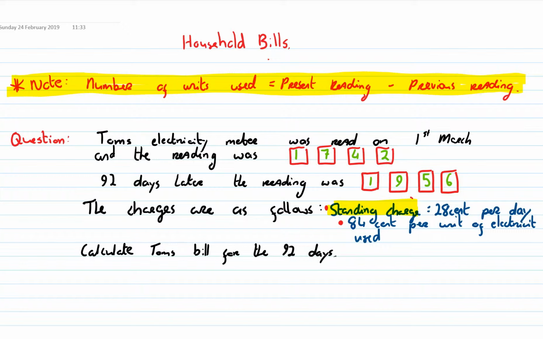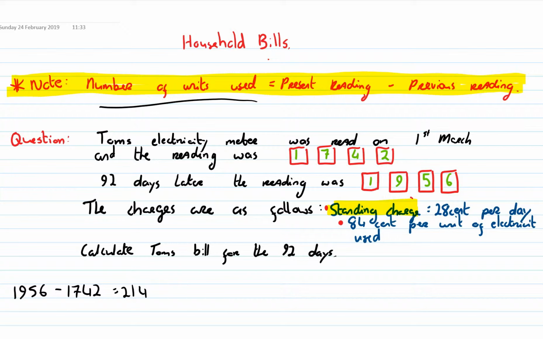Okay, well, first of all we need to know how much electricity he used. And notice here, number of units used is the present reading minus the previous reading. Well, the present reading is 1956. The previous reading is 1742. So 1956 minus 1742 equals 214. So he used 214 units.